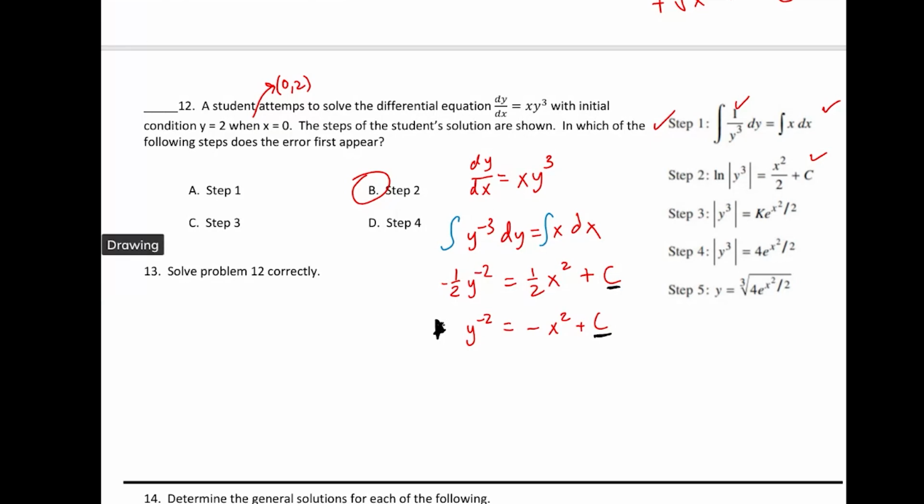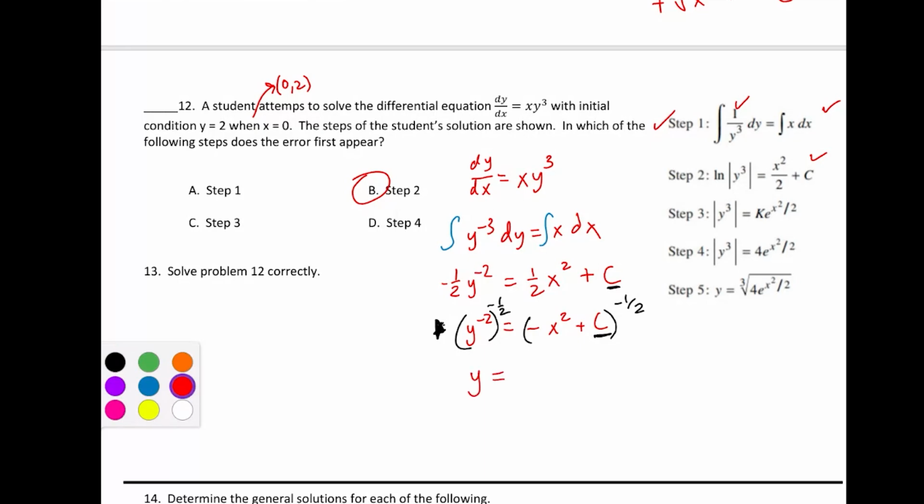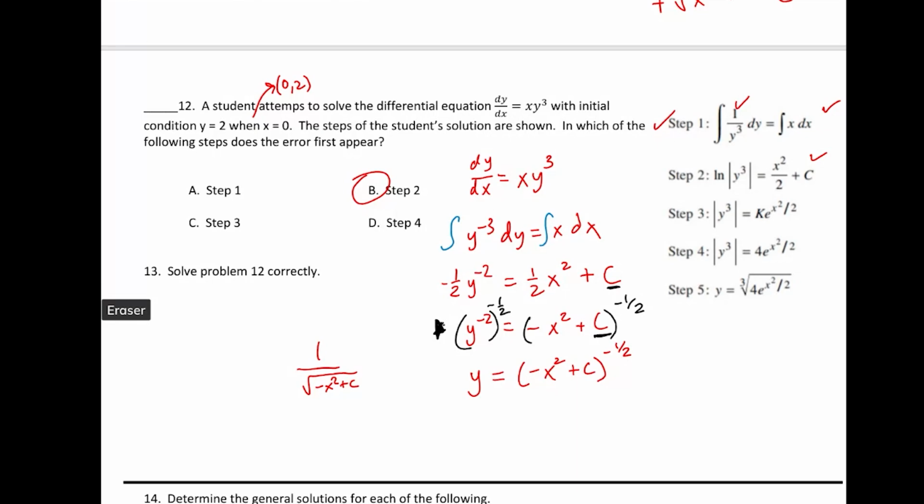So to make that exponent a +1 on the y rather than -2, we need to raise both sides to the power of -1/2 because -2 times -1/2 is +1. So we get our general solution, y equals (-x squared plus c) all to the power of -1/2. Now you could write that as 1 over the square root of -x squared plus c. You could write it like that, but I just think you don't really have to. I think this way is a little bit better.